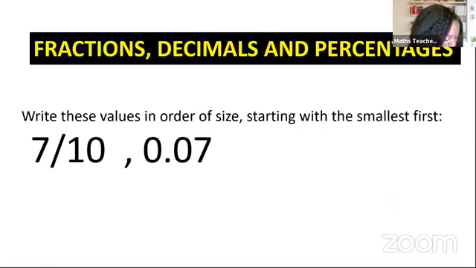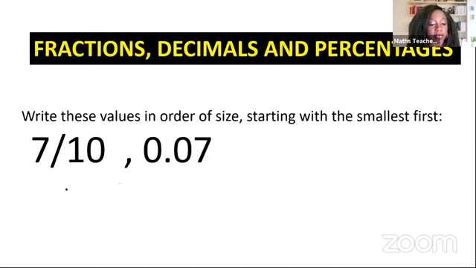Write these values in order of size, starting with the smallest first. So before you can write these values in order of size, they have to all be in the same kind of maybe decimal form, or in the same kind of fractions, or in the same type of percentage to make it easier when they are showing their workings out. Fair enough, some children can tell you straight away what the answer is, but if they don't know how to show it on paper, they will lose marks when it comes to exams.